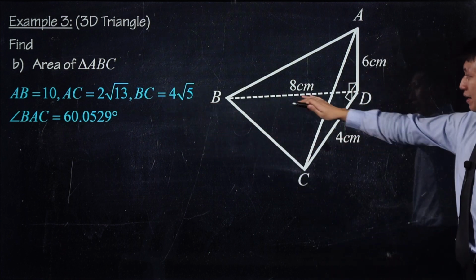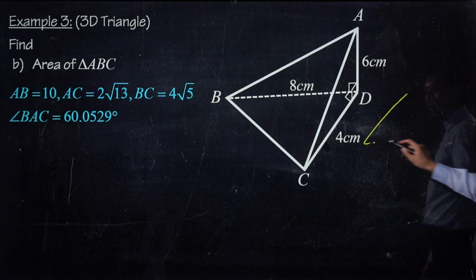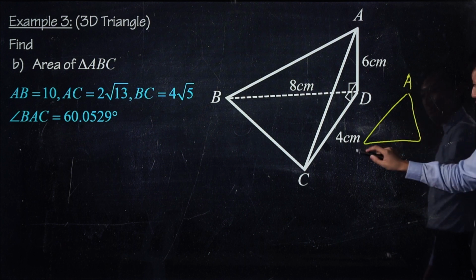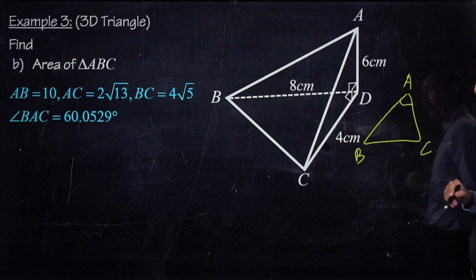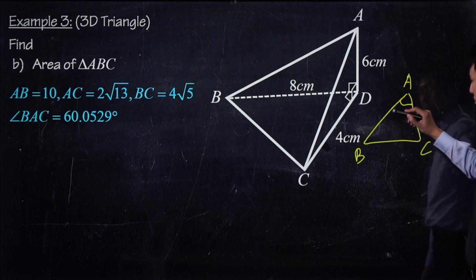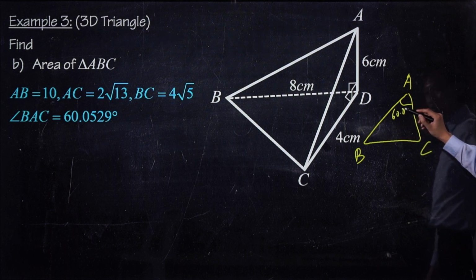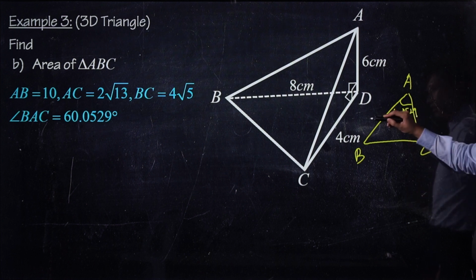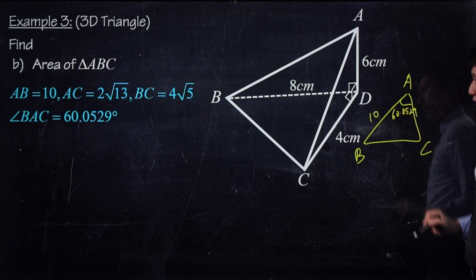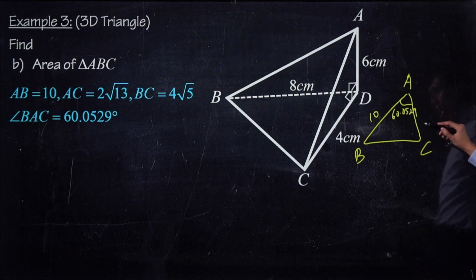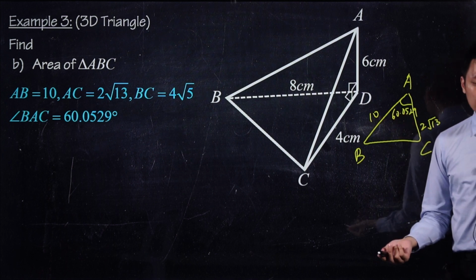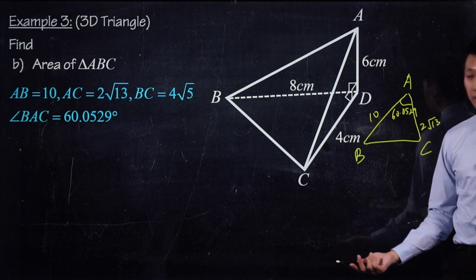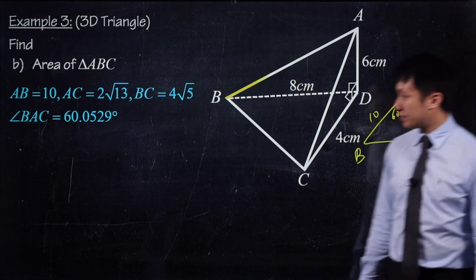If you're not okay, I draw that triangle for you. A is here, B is here, C is here. What I know is this angle, which is 60 point something, 0529. I know this side AB is 10. I know the other side AC, which is 2 square root 13 or square root 52 if you like. You see, I can use the area formula easily. So I get the answer easily.